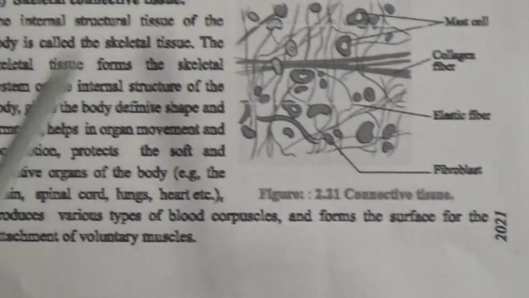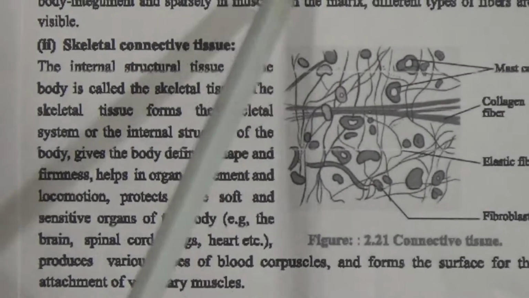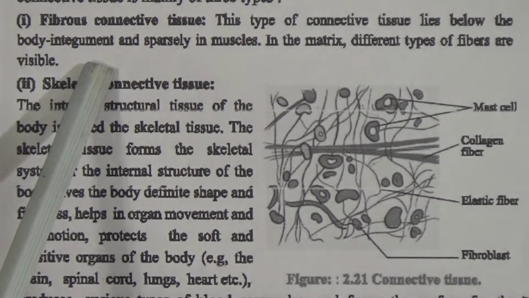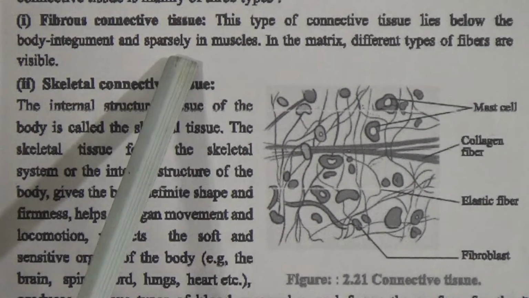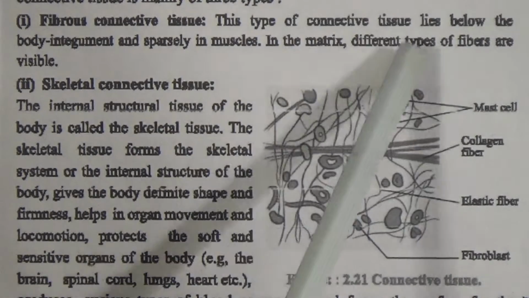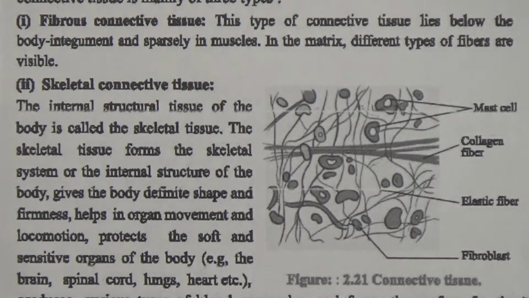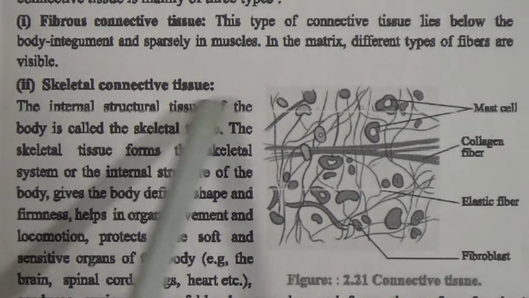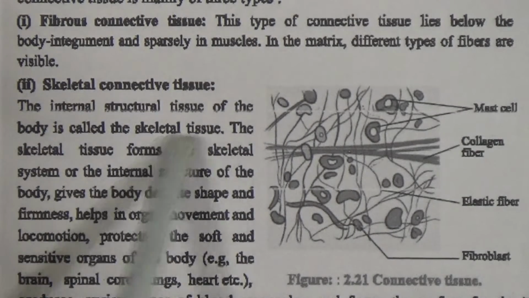Now we discuss fibrous connective tissue. This type of connective tissue lies below the body integument and sparsely in muscles. In the matrix, different types of fibers are visible. Now, skeletal connective tissue, the internal structure tissue of the body is called the skeletal tissue.